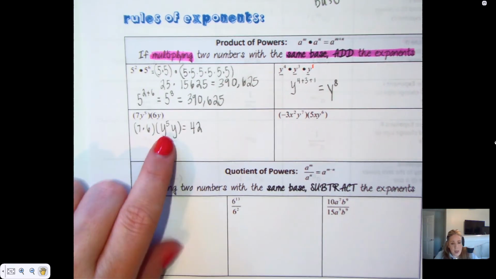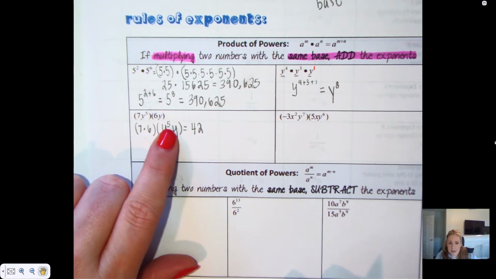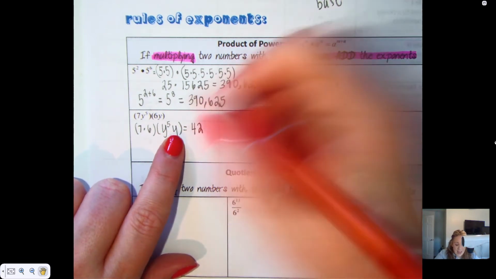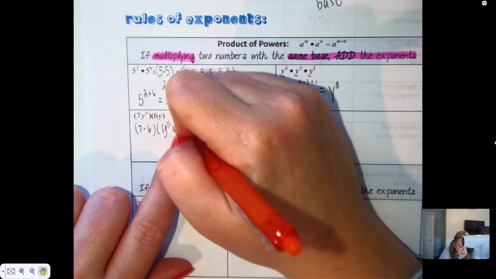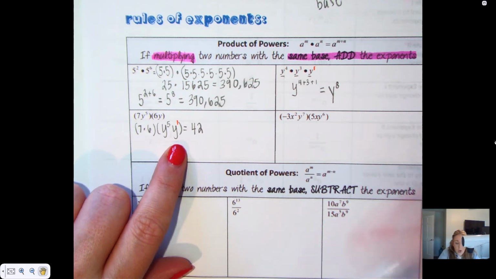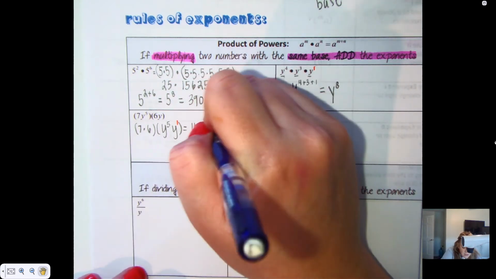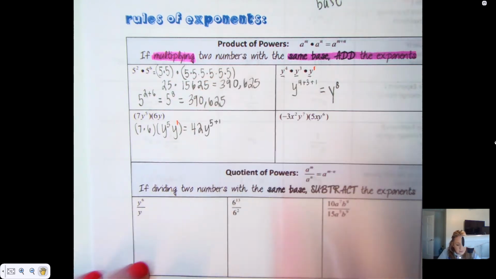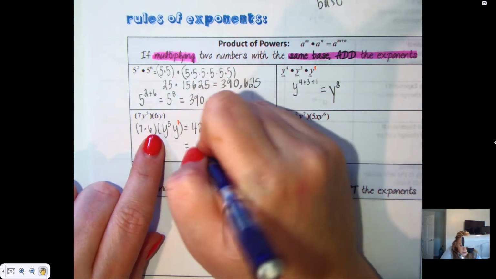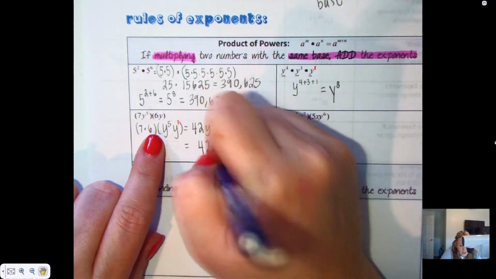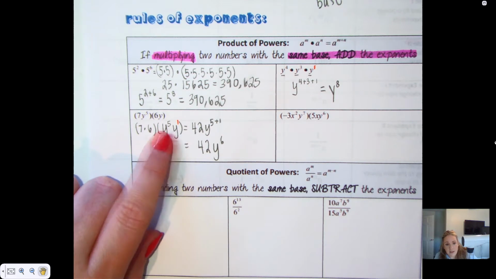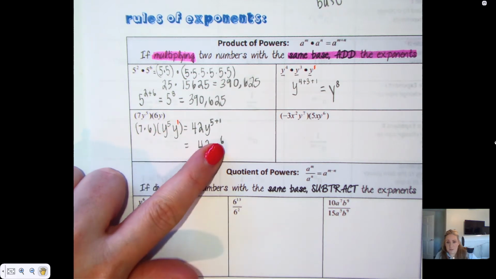So 7 times 6, 42. Okay, and when I'm multiplying my exponents, I'm going to add them together, okay? So I don't see anything here, so there must be a 1. So this is y to the 5th plus 1, okay? So what I'm left with is 42 y to the 6th. Because 5 plus 1 is 6. Okay?